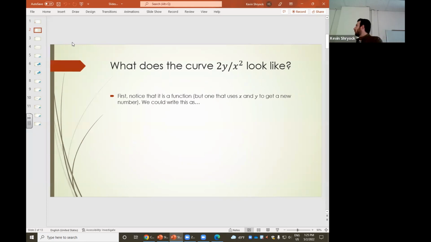Let's talk about this equation: 2y divided by x squared. Technically, it's not an equation, it's an expression, right? If I give you an x value and a y value, you plug both of those in, and we get a number. A number pops out. Feel good on that?